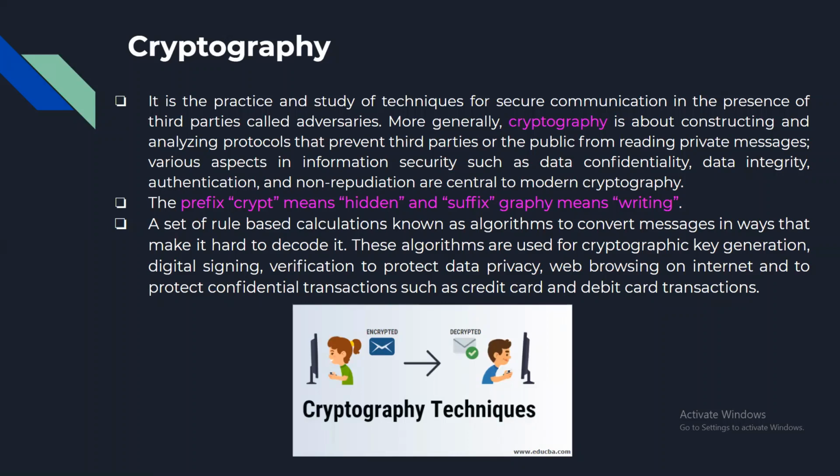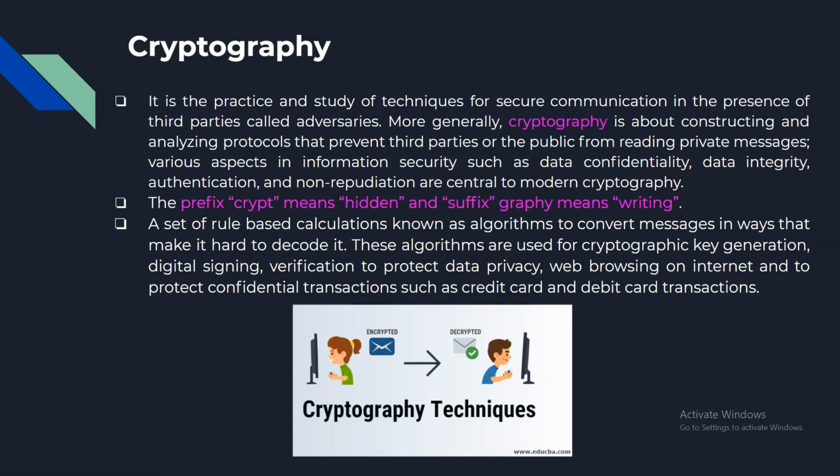So there is a set of rule-based communications that takes place, making some kind of calculations that are referred to as algorithms, so that we can convert the message so that it can safely go from person A to person B. And that makes it quite hard to decode. So these algorithms are used for cryptographic key generation, digital signing, and verification, and they protect data privacy, web browsing on the internet, and all kinds of confidential transactions. Those could be credit card transactions, debit card transactions, etc.